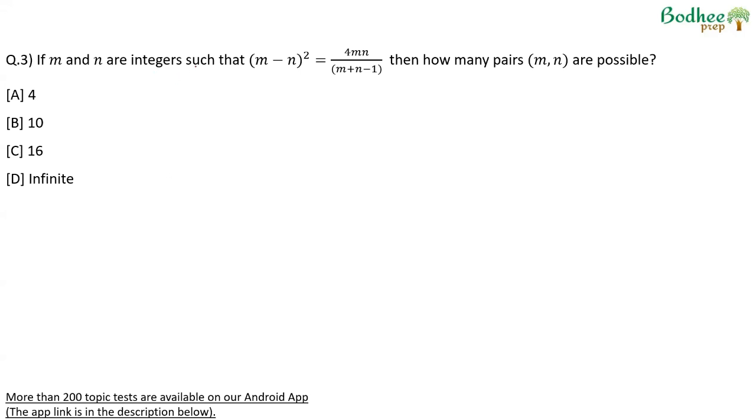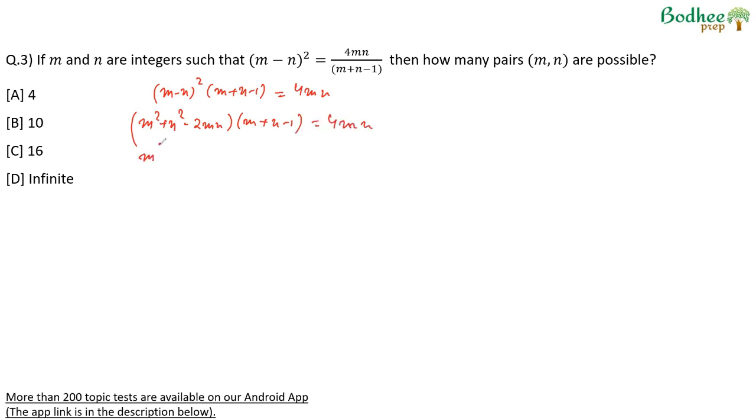If m and n are integers such that (m minus n) whole square is equal to 4mn upon (m plus n minus 1), then how many pairs of m comma n are possible? If we write this as (m minus n) whole square into (m plus n minus 1) is equal to 4mn, and then we expand it and say (m square plus n square minus 2mn) into (m plus n minus 1) is equal to 4mn.